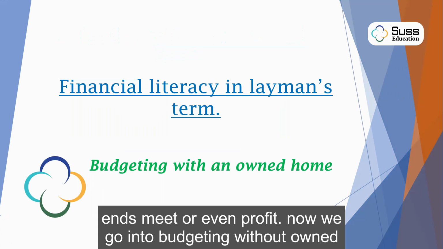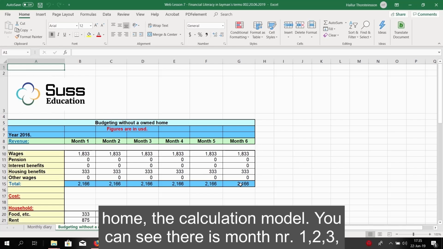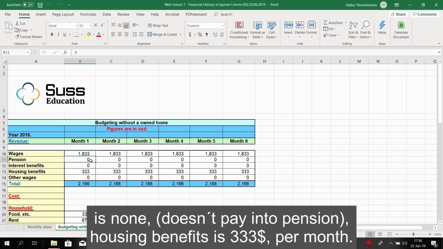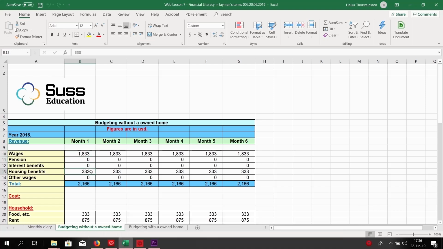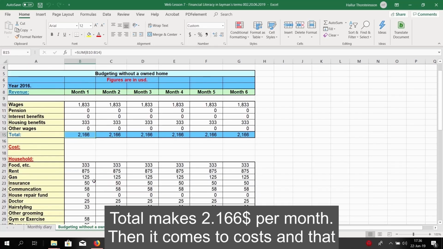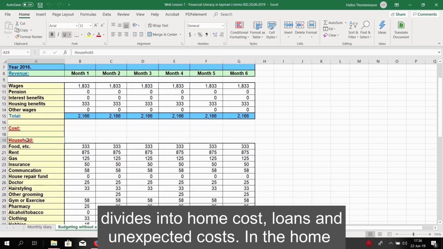Now we go into budgeting without an owned home, the calculation model. You can see there is month number 1, 2, 3, 4, 5, and 6. Wages are planned net 1,833 over the period. Pension is none, doesn't pay into pension. Housing benefits is 333 per month. Total makes $2,166 per month. Then it comes to cost and divides into home cost, loans, and unexpected costs.